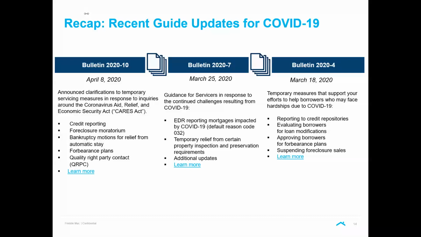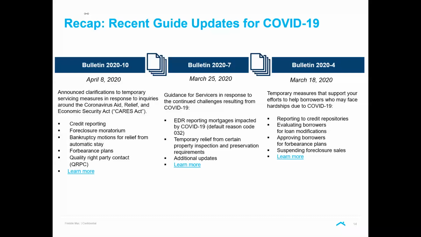Bulletin 2020-7 was announced exactly a week later, kind of the fast follower items to the borrower relief, and this was more about you guys. Number one, we announced again the Code 032, the EDR requirements for telling us about delinquent loans impacted by COVID-19. We put some temporary relief measures in there regarding property inspections and preservation requirements.